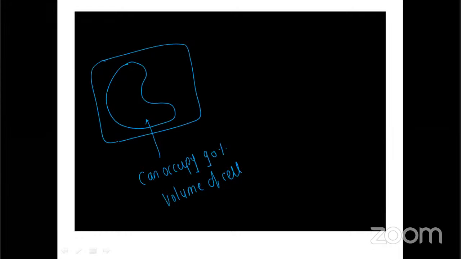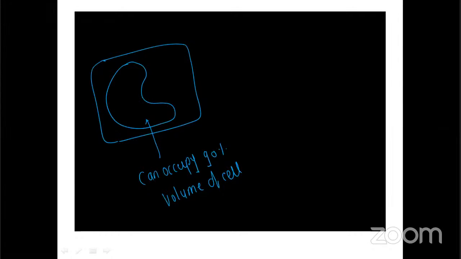Vacuoles in the plant cell can occupy 90% of the volume of the cell. 90% of the volume of the cell can be occupied in plant cells by the vacuoles, and these vacuoles are generally present central to the cell.